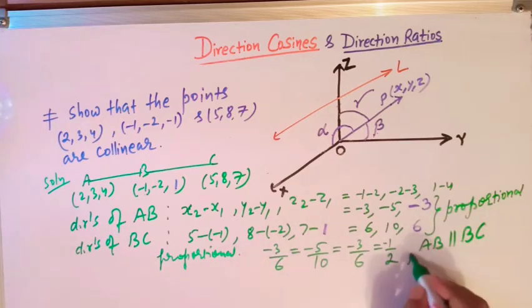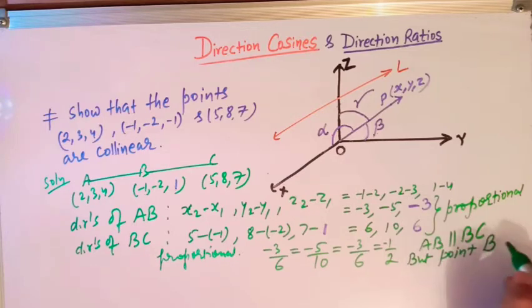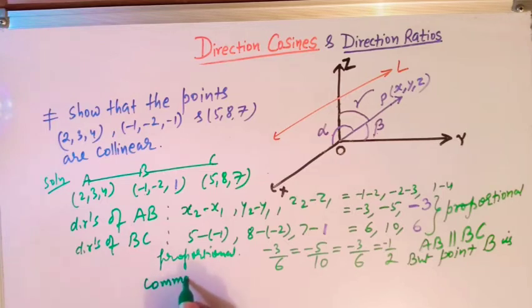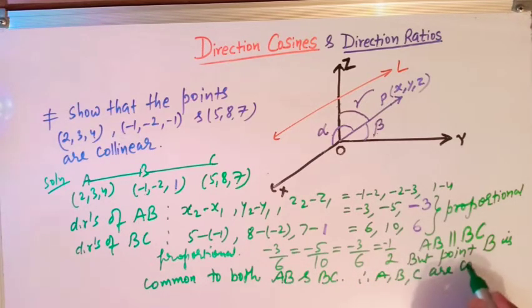But point B is common to both AB and BC. Therefore A, B and C are collinear, right? So viewers, this is how we prove the collinearity of 3 points.